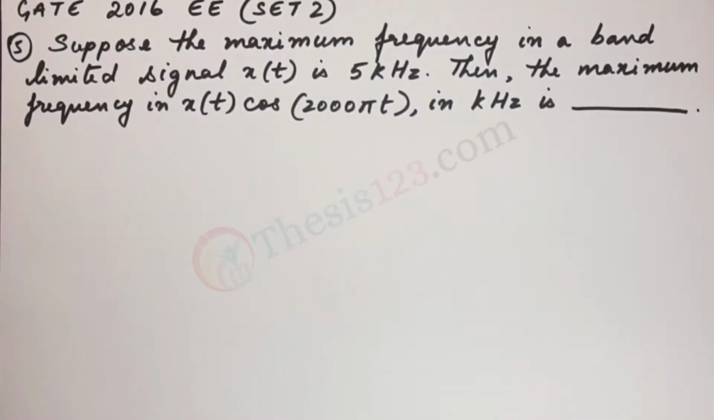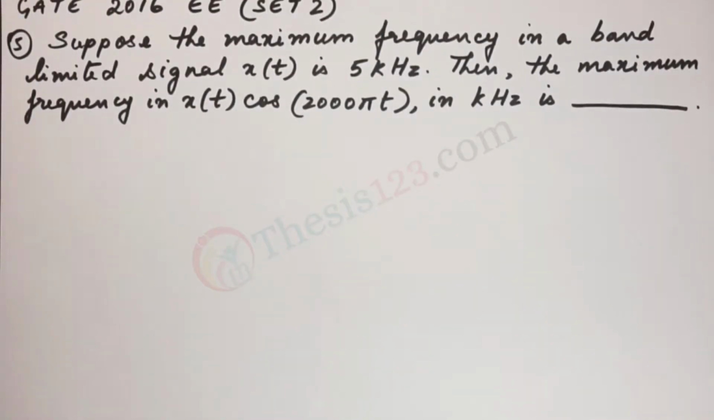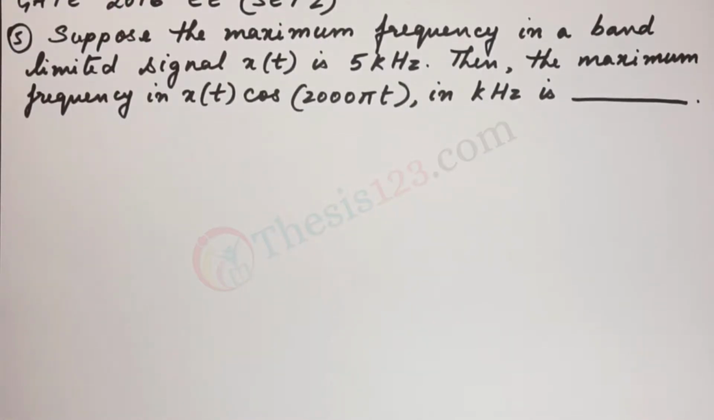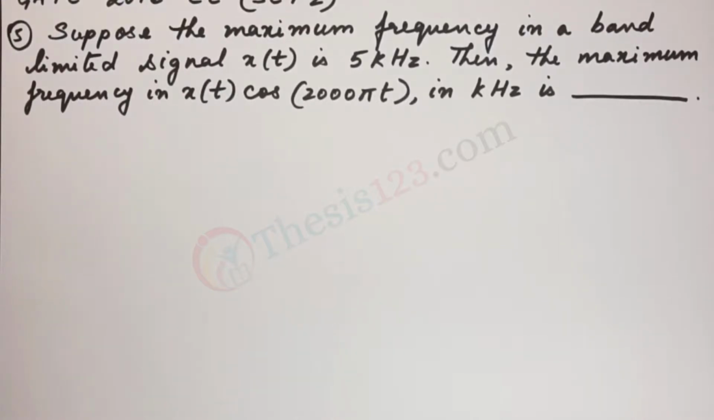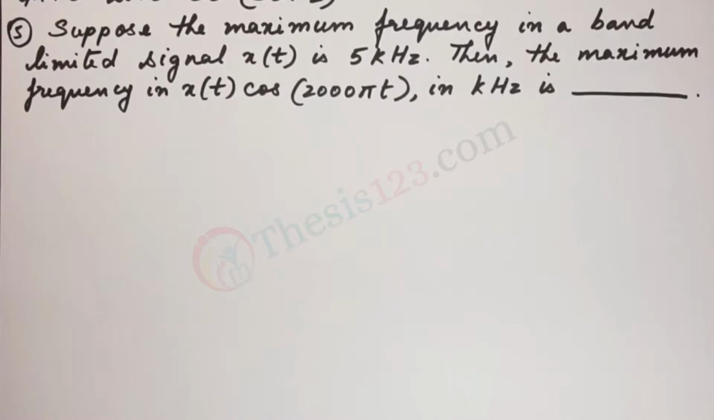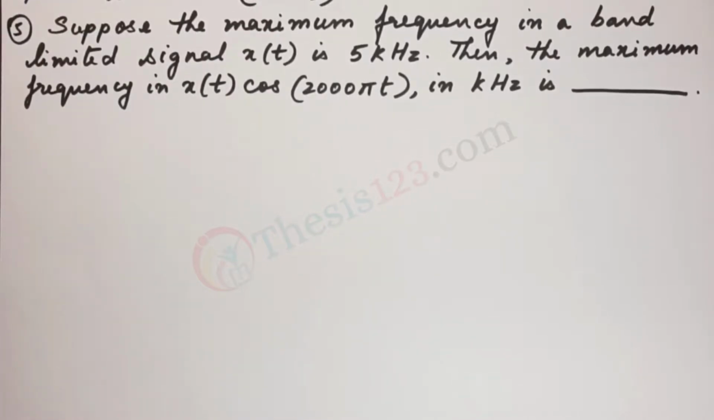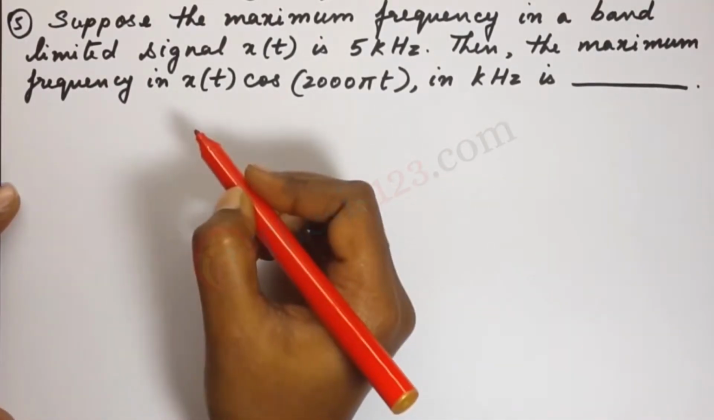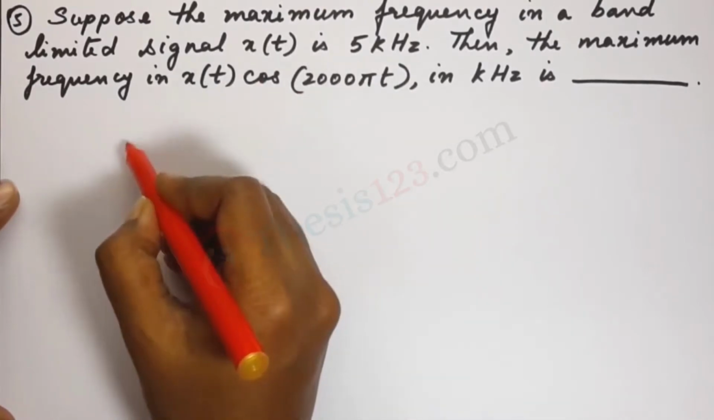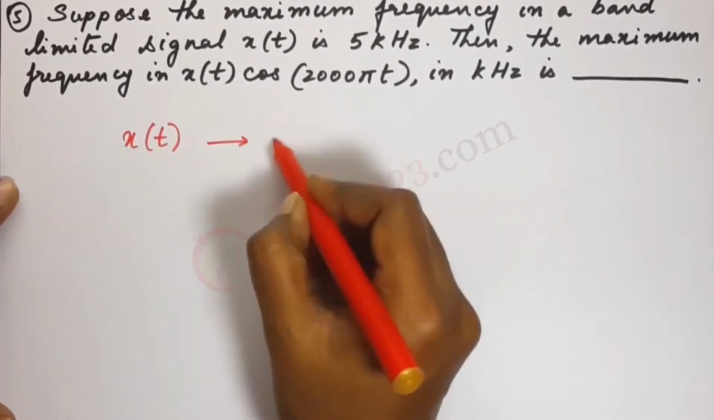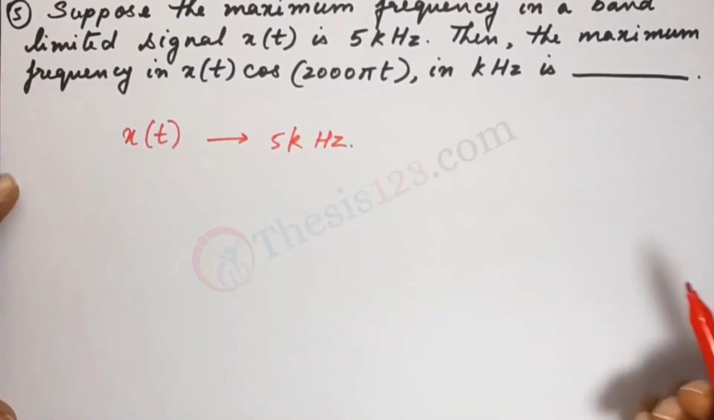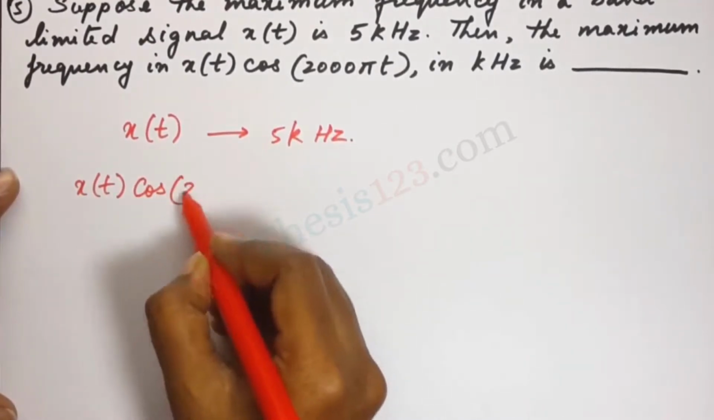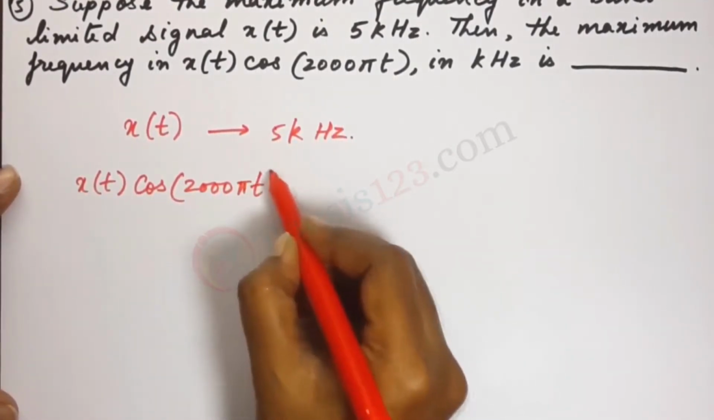Here's the next question, number 5. Suppose the maximum frequency in a band limited signal x of t is 5 kHz. Then the maximum frequency in x of t cos of 2000 pi t in kilohertz is dash. Okay, so this is not a multiple choice question, so we will have to work it out. Now we have been given that the maximum frequency of the band limited signal x of t is 5 kilohertz. And the signal that has been asked of us is x of t cos of 2000 pi t.